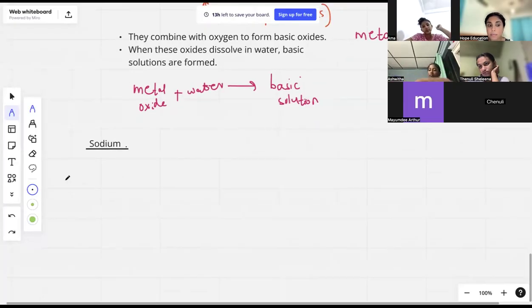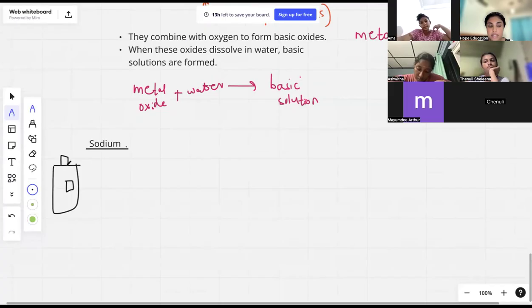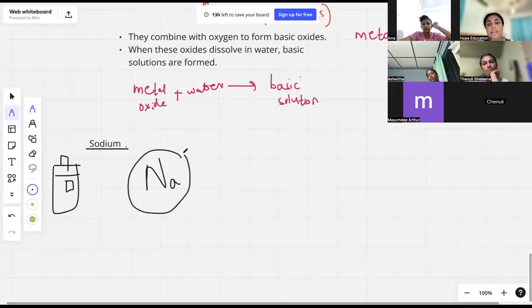So we actually don't store sodium just like that. We put it in oil and seal the bottle, and that is how we store sodium, because it's very highly reactive, right? It will react with anything and everything. Then another thing about sodium is that because its reactivity is high, you can't find pure sodium in nature. You can't find sodium in its pure state in nature.